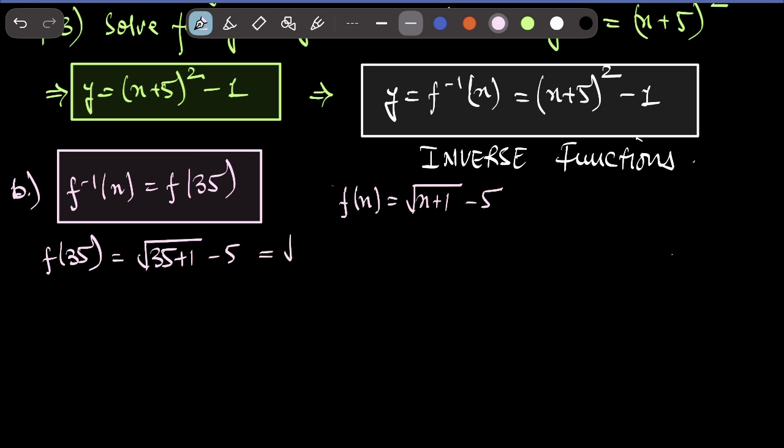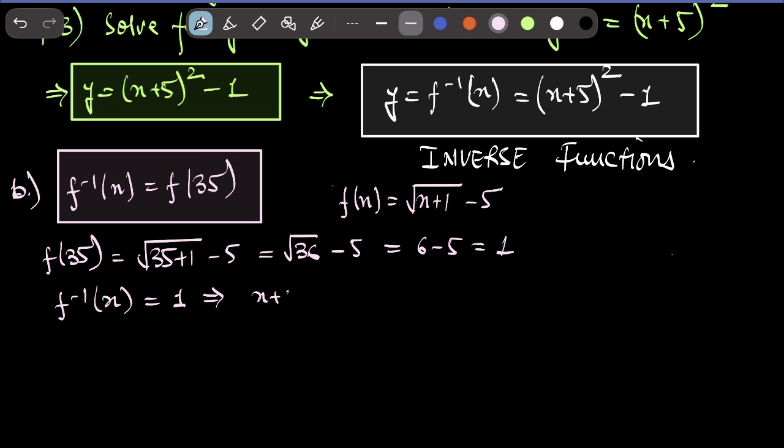This is root of 36 minus 5, that is going to give me 6 minus 5, that is 1. Okay, so now we are having f of 35 as 1. So I will equate this particular value with f inverse x. So I will write f inverse x is actually equals to 1. So let's solve this now.